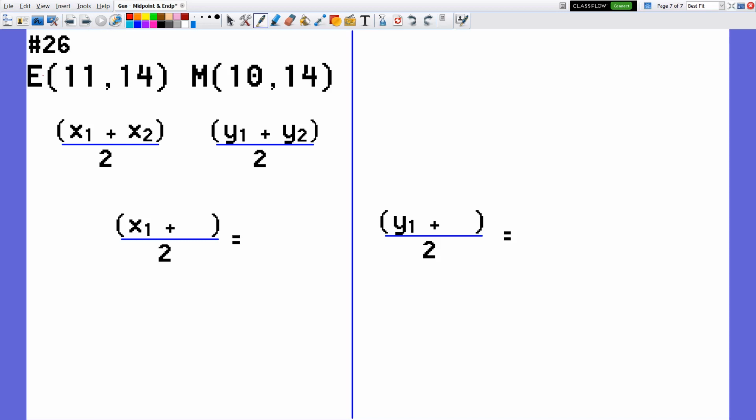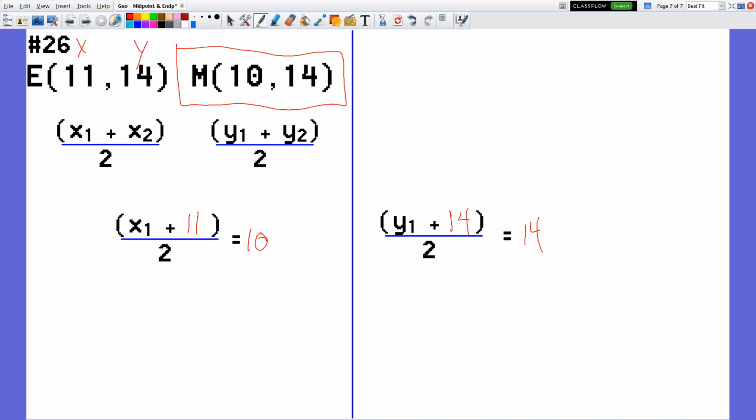All right, we're given an endpoint and a midpoint. Let me go ahead and label the x and the y. We know that this is the answer. Notice I box that in every single time because I want to make sure I'm not using these numbers in anything other than next to an equal sign. All right, so plugging in the x, 11, plugging in the y, 14. We know that the x values are supposed to equal 10. We know that the y values are supposed to equal 14.